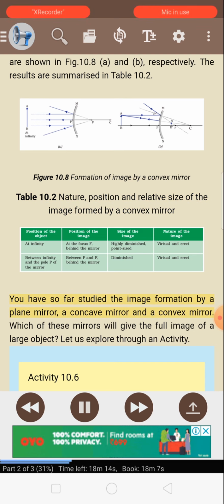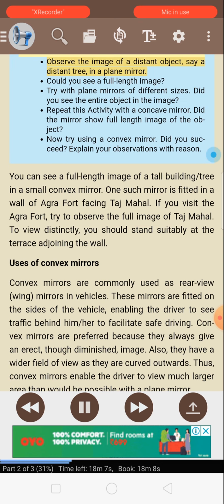You have so far studied the image formation by a plane mirror, a concave mirror, and a convex mirror. Which of these mirrors will give the full image of a large object? Let us explore through an activity. Activity 10.6. Observe the image of a distant object, say a distant tree, in a plane mirror. Could you see a full-length image? Try with plane mirrors of different sizes. Did you see the entire object in the image?